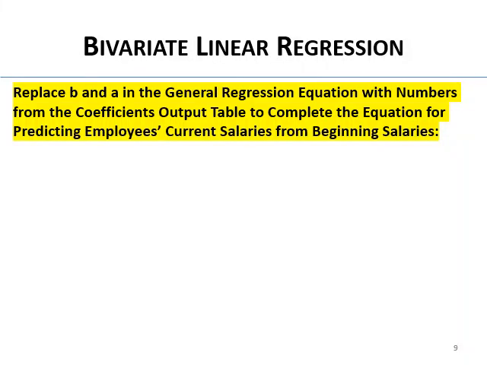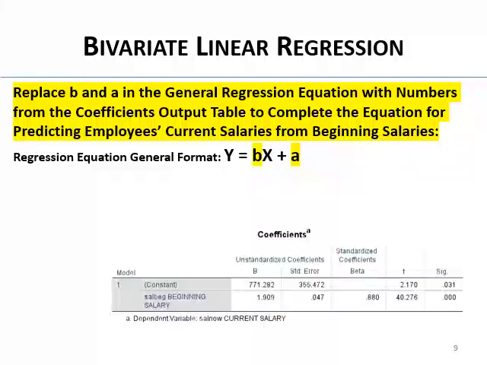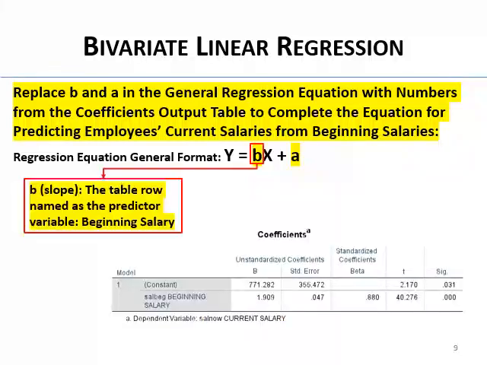All right, so now what we have to do is replace b and a in the general regression equation with numbers that SPSS gives us, to build the full equation for predicting someone's current salary from their beginning salary. There's the general form from earlier: y equals bx plus a. We have to find b, that is the slope, and we have to find a, the y-intercept, in the SPSS output. So there's the coefficients table.